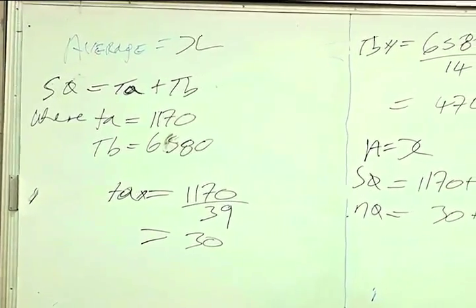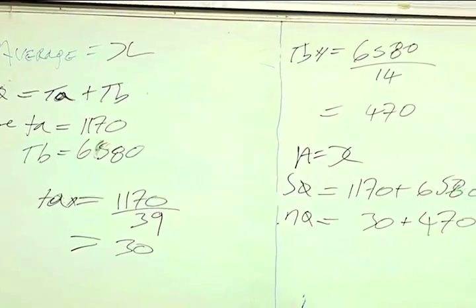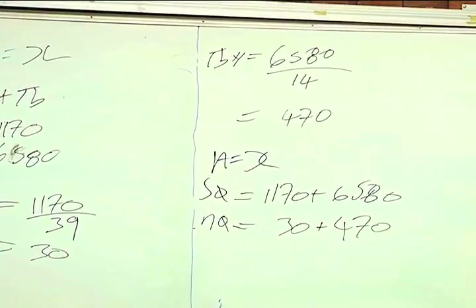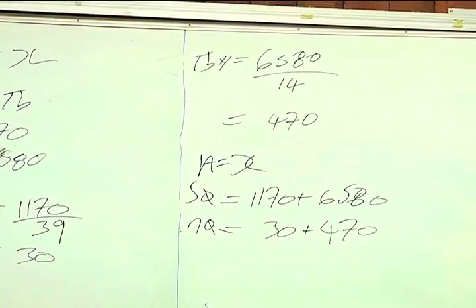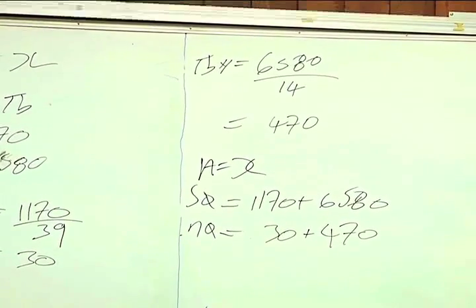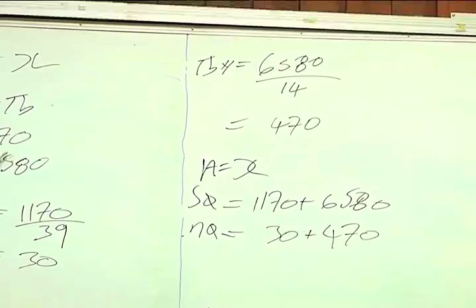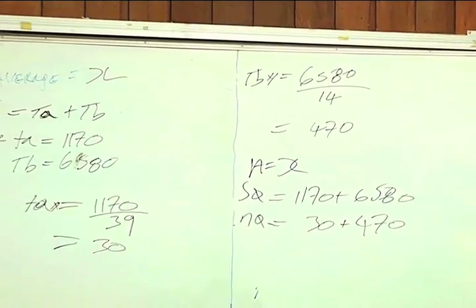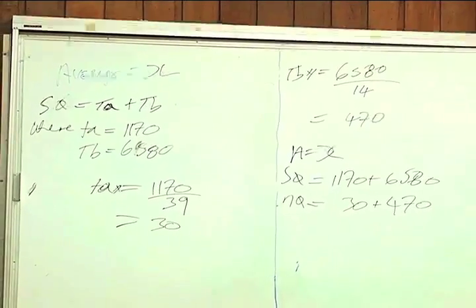The question says: find the average age of all the people. So the quantity is people. If they said all the students, what would be the quantity? If it said all the teachers, what would the quantity be? If it said the oranges, what would the quantity be?